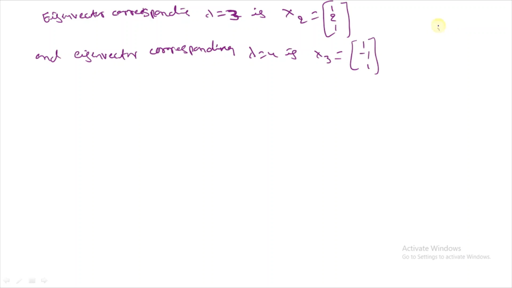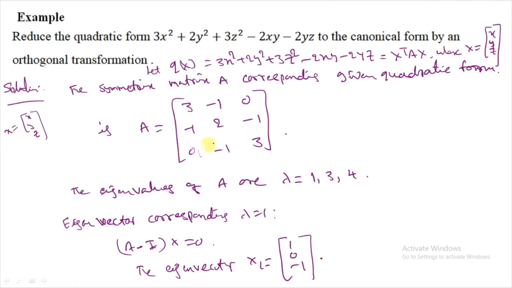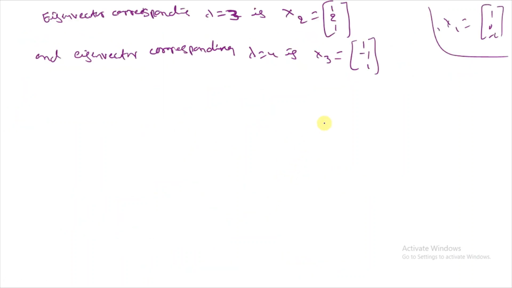Now observe here, x1 is 1, 0, minus 1. This A is a symmetric matrix. Already you know that for a symmetric matrix, eigenvectors corresponding to distinct eigenvalues are mutually orthogonal. Now observe, these are orthogonal: x1 dot x2 is 0, x2 dot x3 is 0, x3 dot x1 is also 0. If they are orthogonal vectors, we can write orthonormal vectors. The matrix Q is made of the normalized vectors.